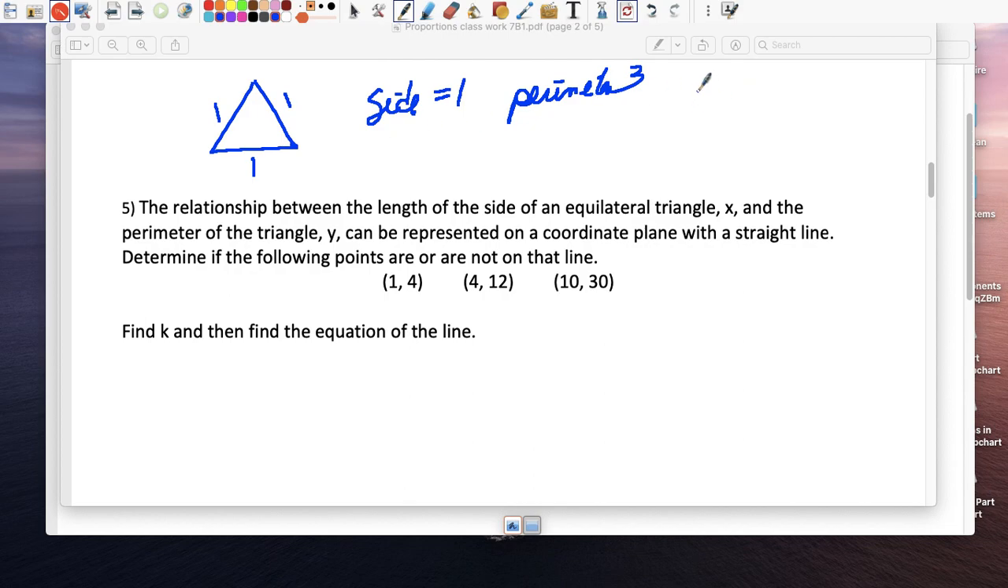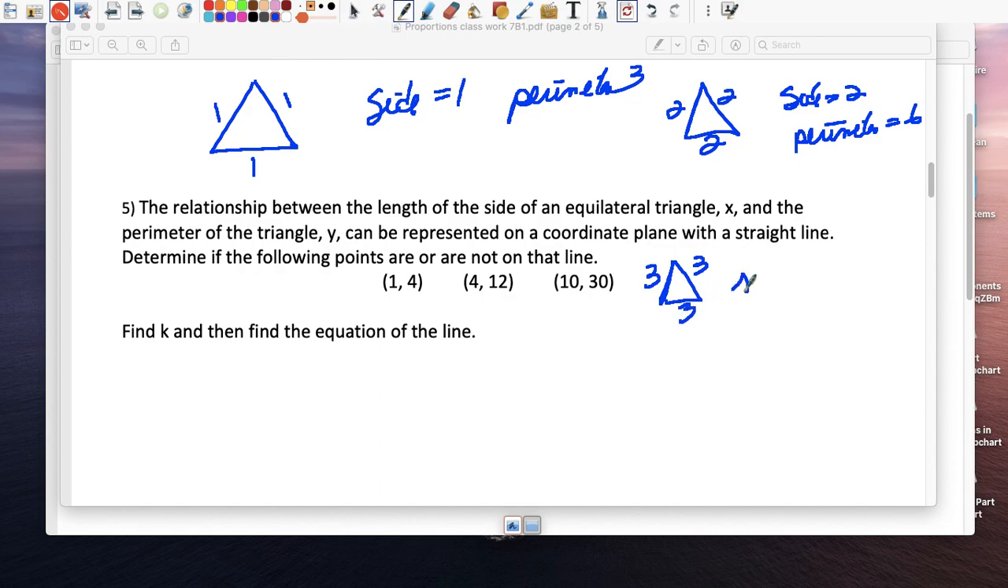Now let's create another triangle. Pretend this is 2, 2, and 2. So when the side equals 2, what is the perimeter? The perimeter would be 6. We draw one more triangle. When the sides of the triangle are all 3, the perimeter equals 9. So we can create a table here.